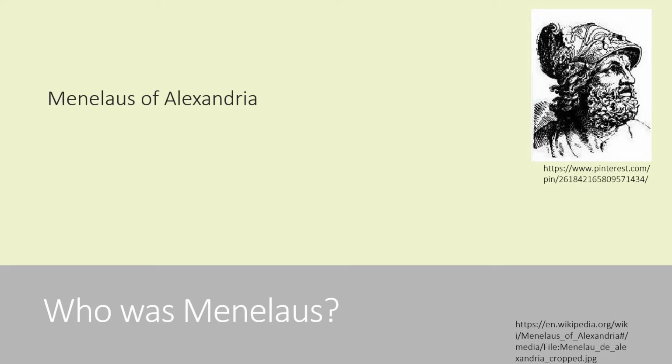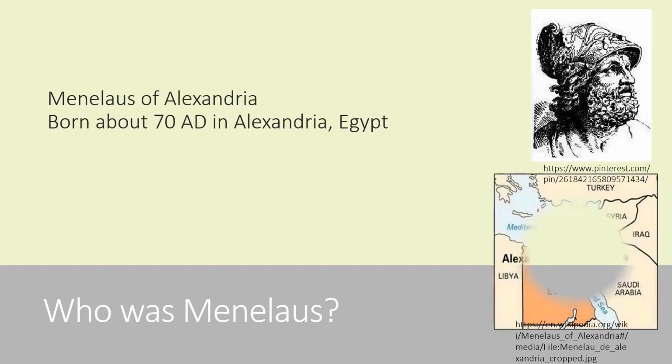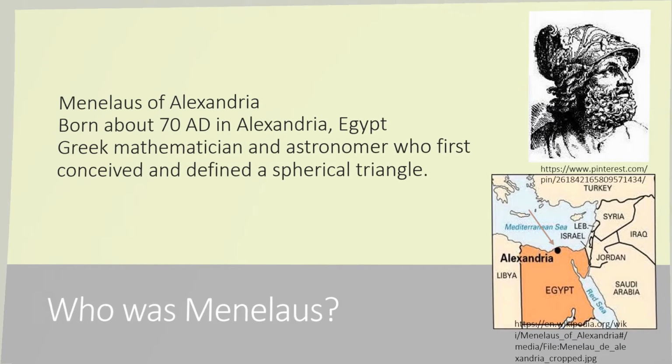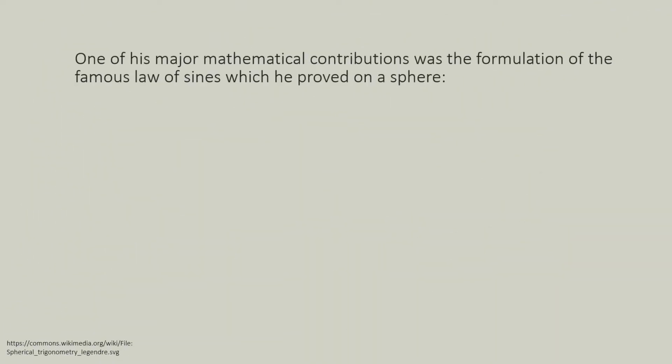Menelaus of Alexandria. He was born about 70 AD in Alexandria, Egypt, shown in the picture right here. He was a great mathematician and astronomer who first conceived and defined a spherical triangle. One of his major mathematical contributions was the formulation of the famous law of sines, which he proved on the surface of a sphere, which is two-dimensional, so when stretched out, it becomes a plane triangle.